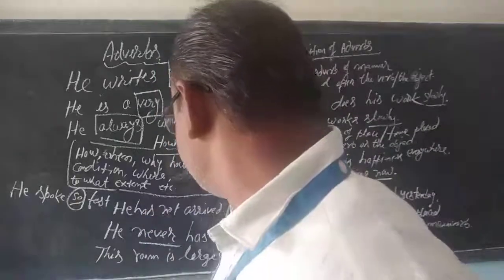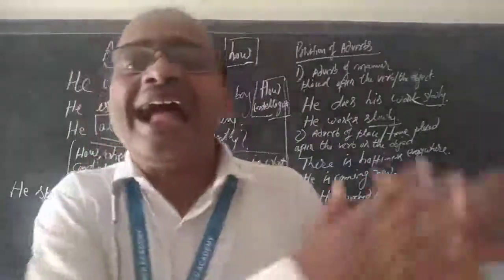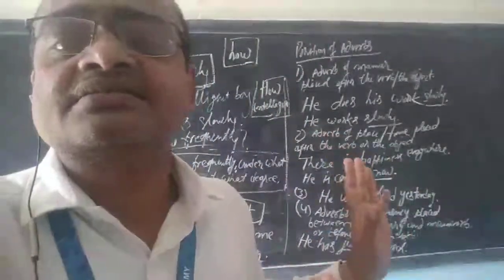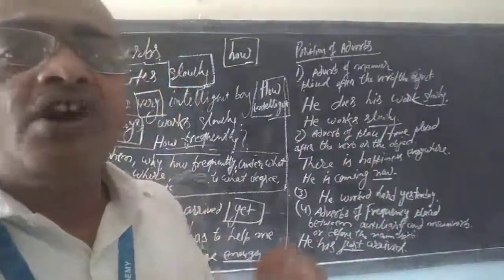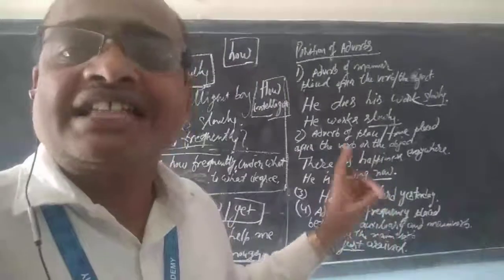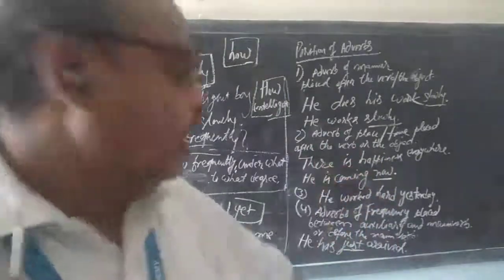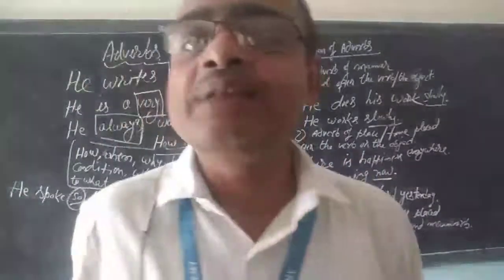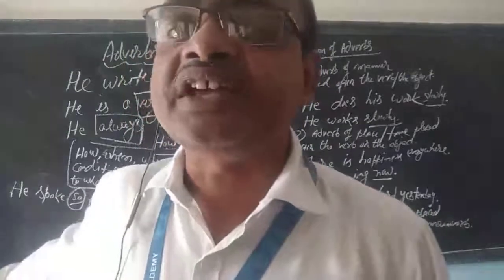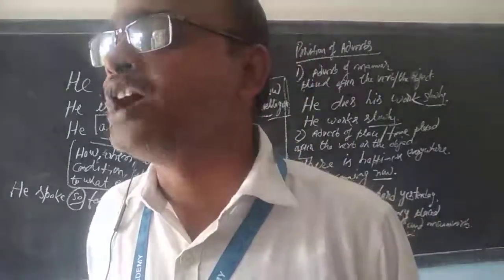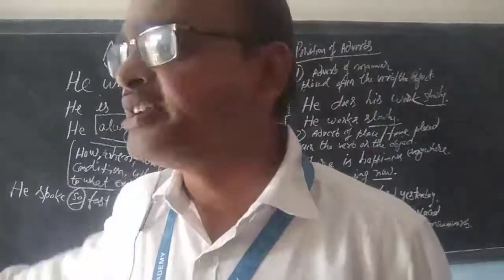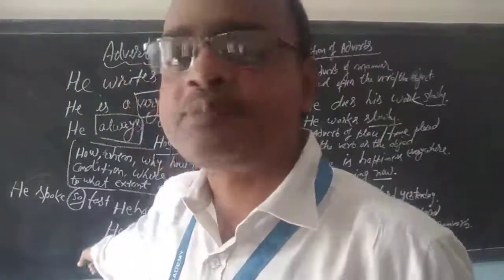Okay. Now, if you find has to or have to in the sentence, okay, adverb is just before this has to or have to. He always has to help his servant. He always has to help his servant. So always has been used before has to or have to, you can see.